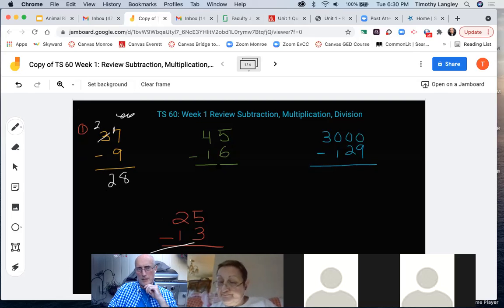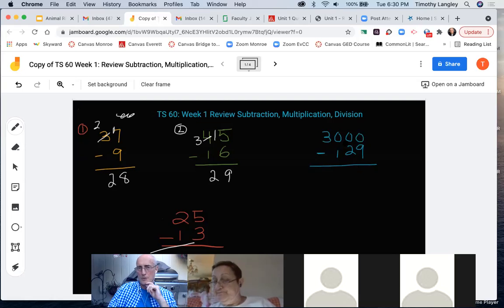If I jump over to the next problem here, I'll call this number 2. 6 can't subtract from 5. I'm going to borrow from the 4, make it a 3, bring over 1. 6 from 15 is 9, and 1 from 3 is 2. Okay. All right.